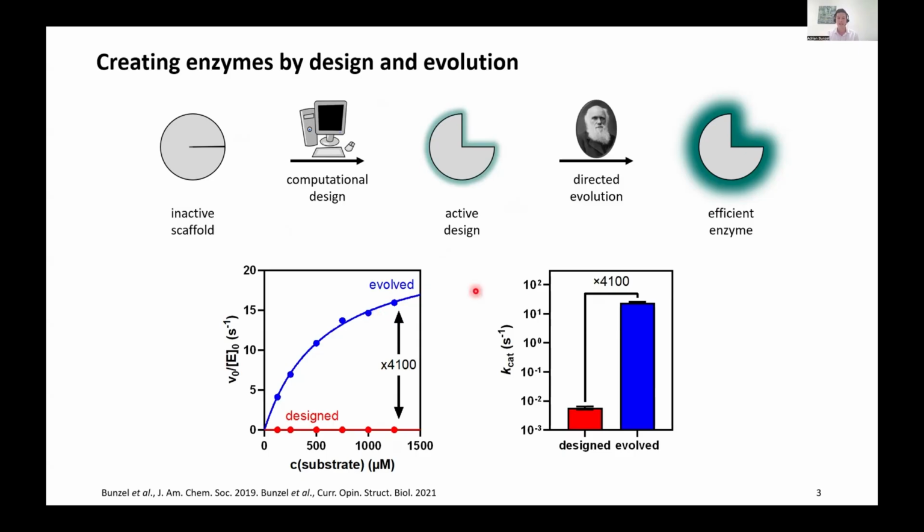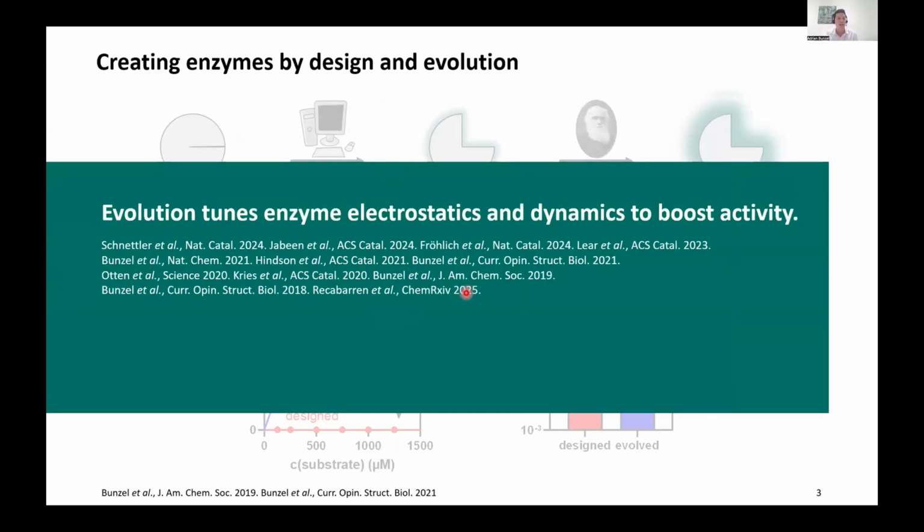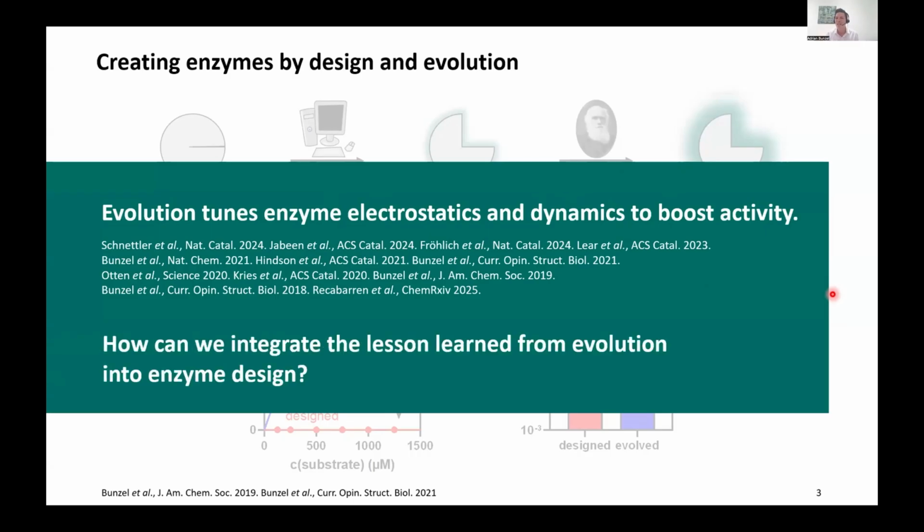And this is an idea that we have spent quite a lot of time on, really dissecting the effects of individual mutations, looking into how the electrostatics and conformational dynamics of the protein are being modified by evolution in order to enhance activity. And to cut a long story short, what we and others have seen in countless evolutionary trajectories is that particularly electrostatics and dynamics are 2 factors where we really need to improve in enzyme design to make better catalysts.